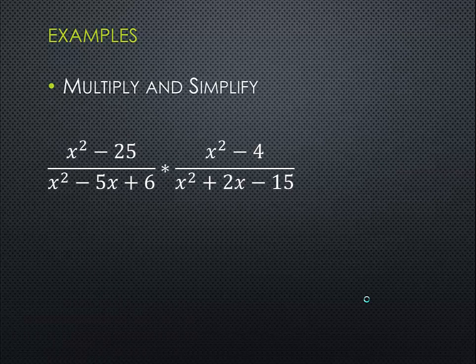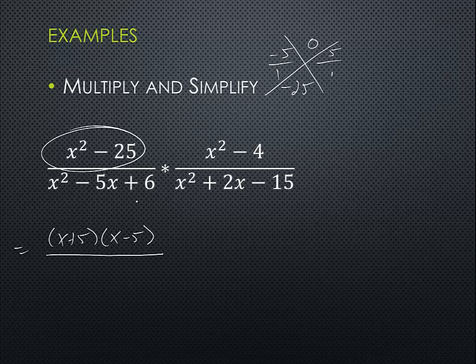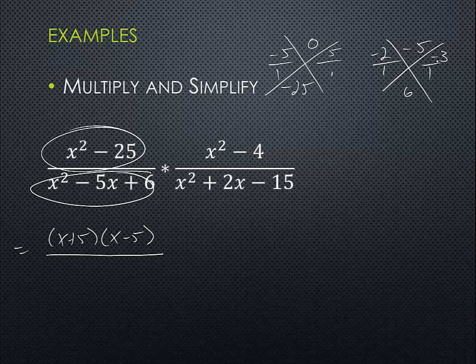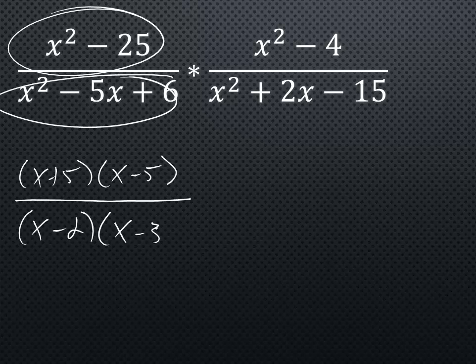Ooh, look, a difficult one. Okay, so first we need to factor. So let's go ahead and factor this guy. Using your x method, we have a 0 on top, negative 25 on bottom. We're dividing by 1. Factors of negative 25 that add to 0 would be negative 5 and positive 5. So that would break up to x plus 5 and x minus 5. Divided by, let's factor this. Negative 5 on top, 6 on bottom, divide by 1, negative 2 and negative 3 are the factors of 6 that add to negative 5. So we'll have x minus 2 times x minus 3.